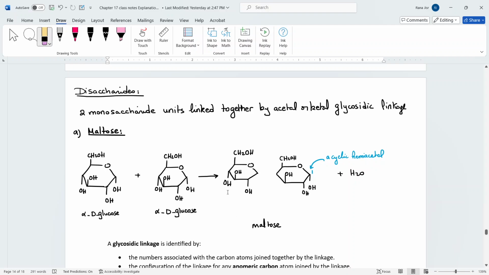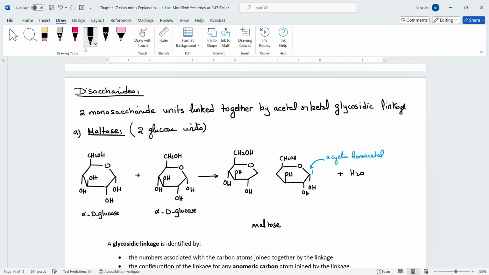Disaccharides are two monosaccharide units, and we link these monosaccharide units together by an acetal or a ketal glycosidic linkage. An example of a disaccharide is maltose. Maltose is made up of a reaction of two glucose units.